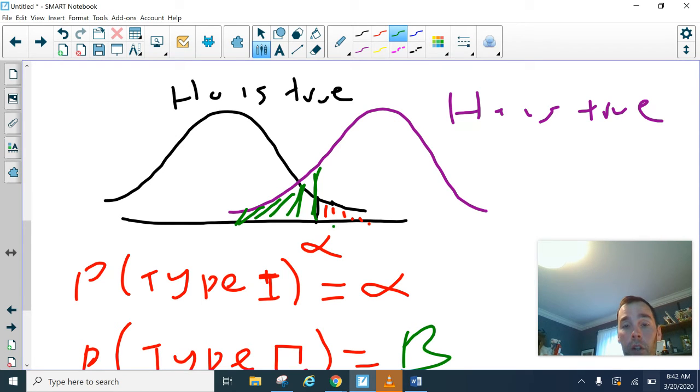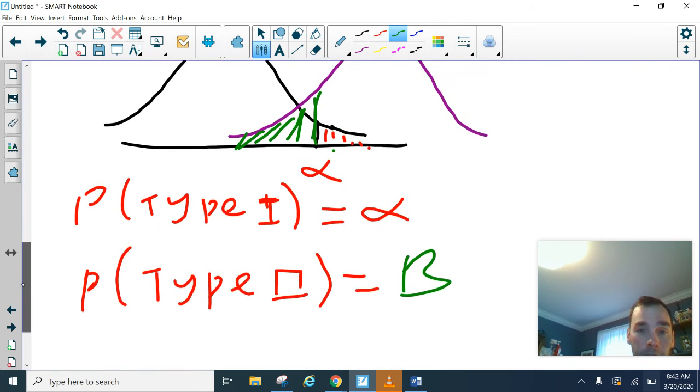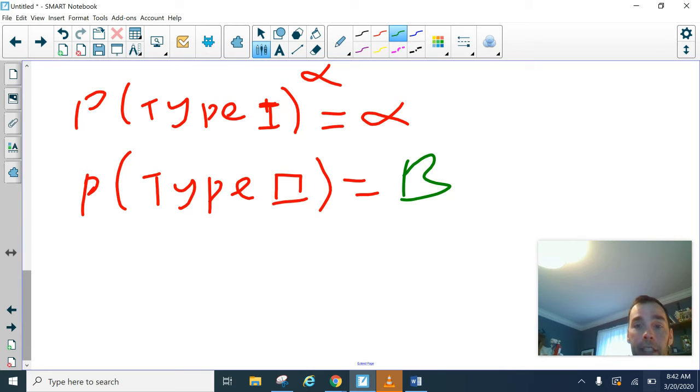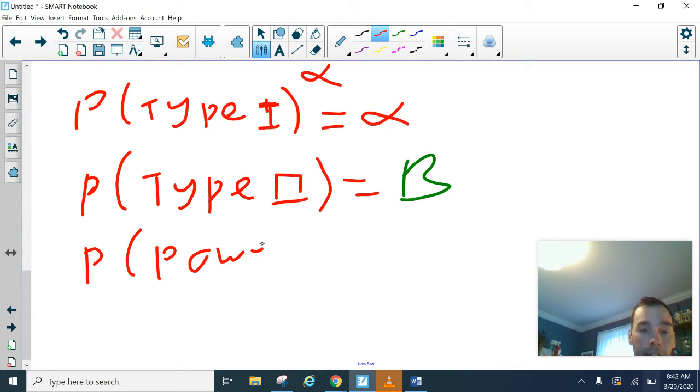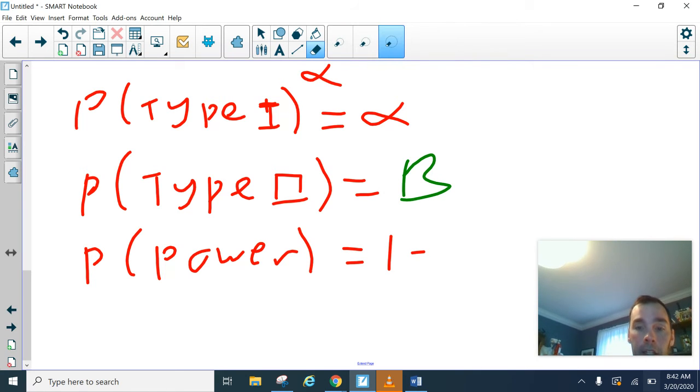So the alternative is true, but I don't reject the null. So I'm making an error there. That's beta right there. So it's a little confusing. And the third thing is something called power. Power is actually just 1 minus beta.